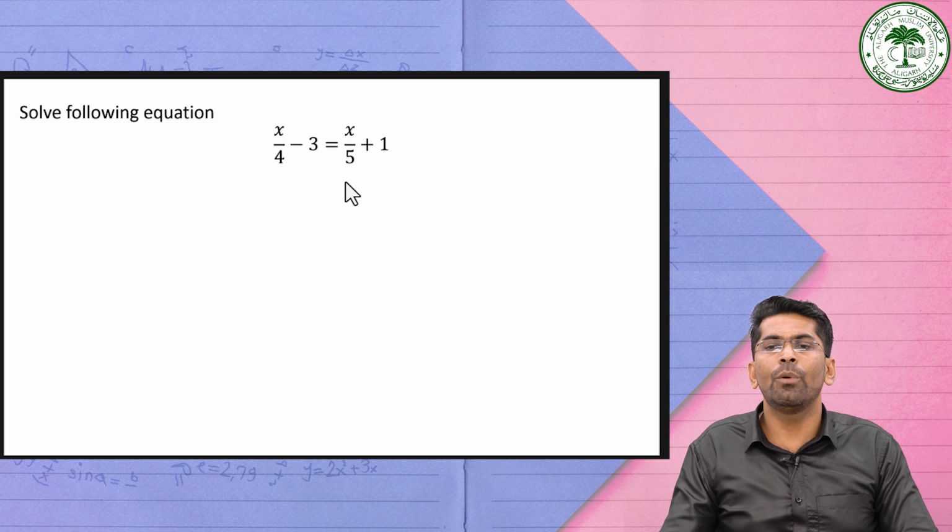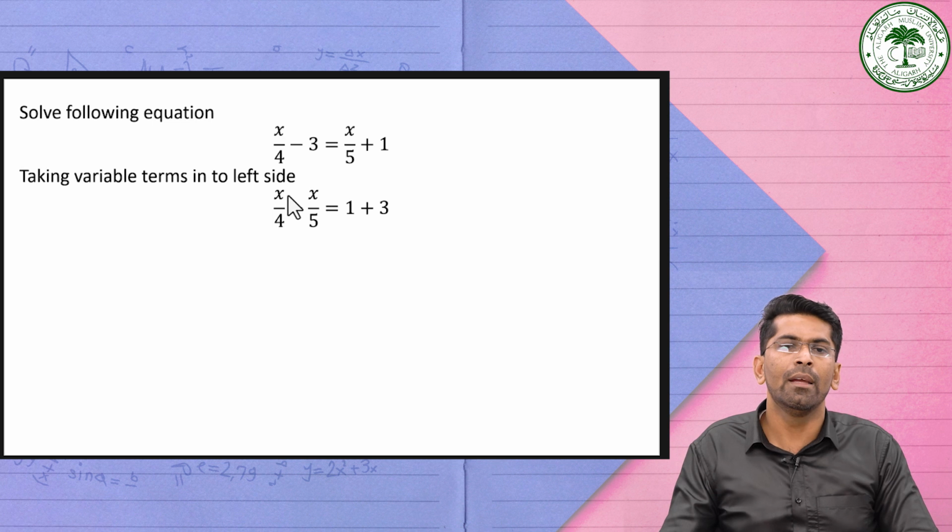Here we have to move all the terms with the unknown variable x into the left hand side. So x divided by 5 we are going to take into the left hand side, and the constant term into the right hand side. So it will become x divided by 4, taking x divided by 5 into the left hand side, minus x divided by 5, and minus 3 will become plus 3.